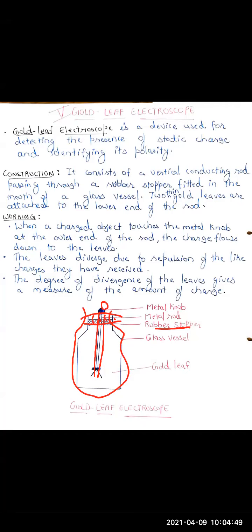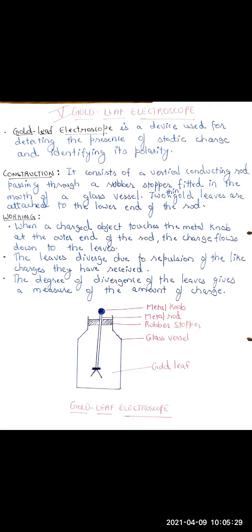At the end of the vertical rod, we have attached two thin gold leaves. They are very thin gold leaves at the lower end of this vertical conducting rod, right beta? Why only gold? Because beta, gold is highly malleable and ductile, right? Gold does not break, and it can be converted into very fine, very thin sheets. So gold is selected over here. Right, now let's talk about the working.